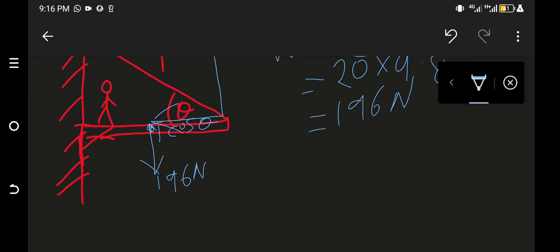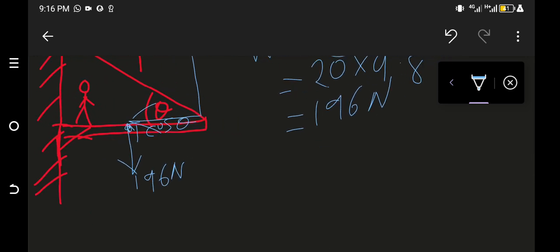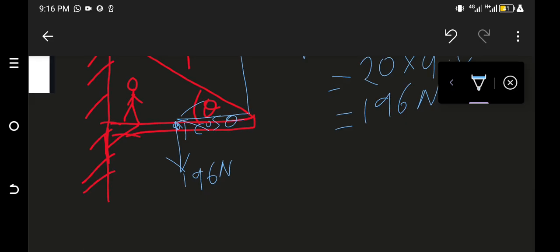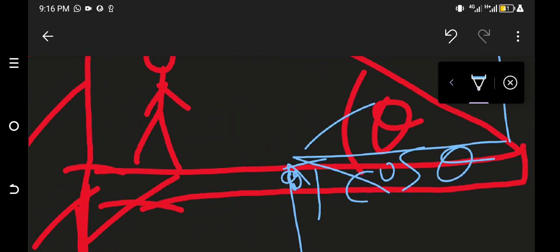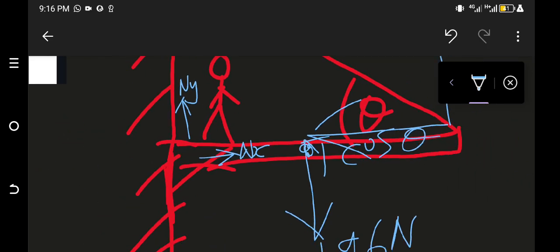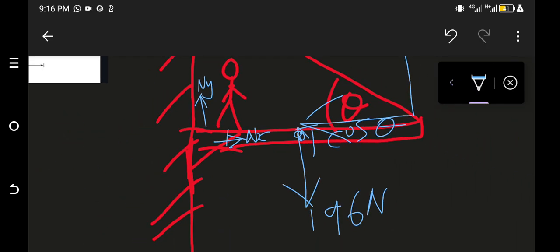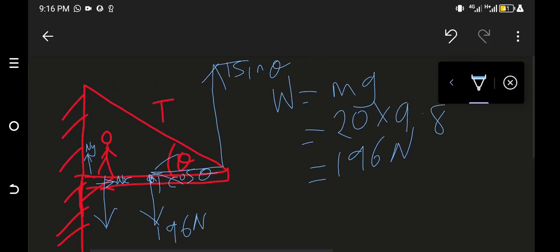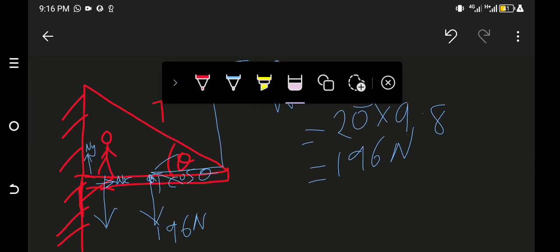It's produced by the beam itself. And we have the forces produced by the hinge, which are Ny and Nx. And also the force produced by the person, which we have to find from the information we have been given.